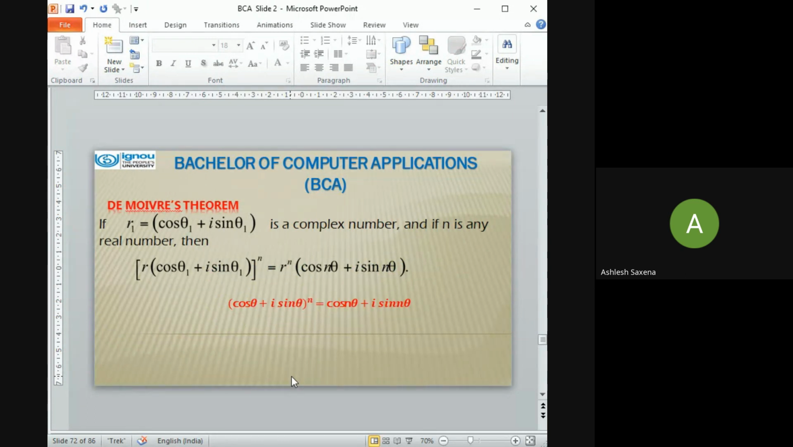Now comes your De Moivre's theorem. If r is equal to cos theta plus I sin theta, and you have any number in the power, it will be r into cos theta 1 plus I sin theta 1 raised to the power n. So this can be written as r raised to the power n into cos n theta plus I sin n theta.